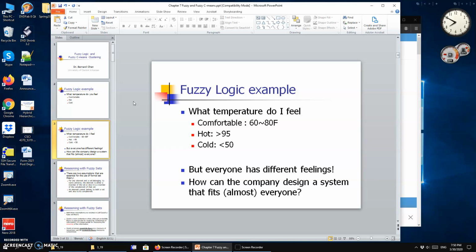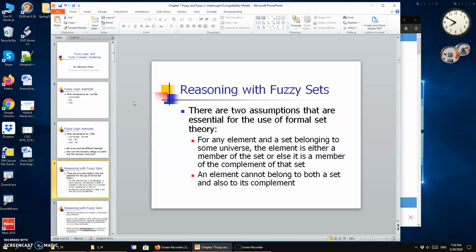Some of them are pretty narrow. Some of them have a huge gap between comfortable. So think about this. When a company is trying to design something from this kind of perspective, how can they fit almost everybody's feelings, or everybody's subjective things? It's pretty difficult. So in that case, in computer science, instead of 0 and 1, we want to see things a little bit fuzzy.